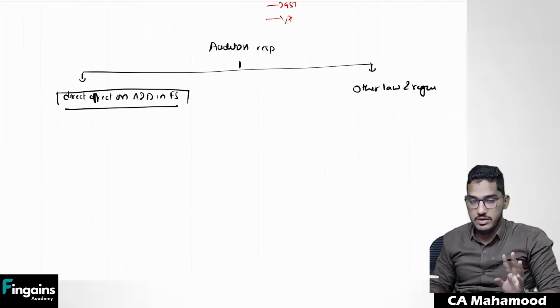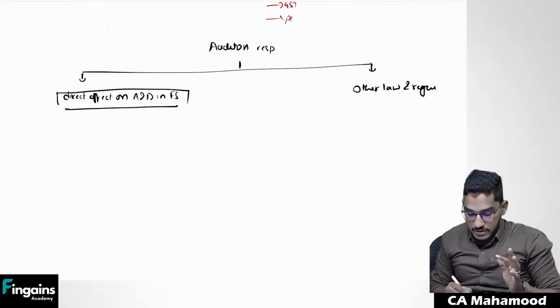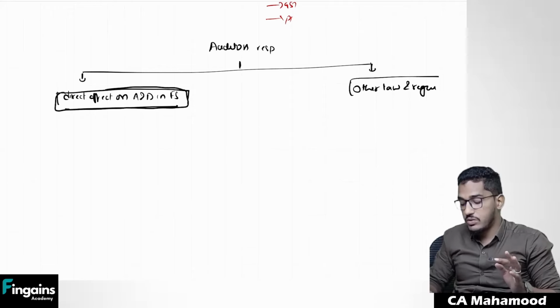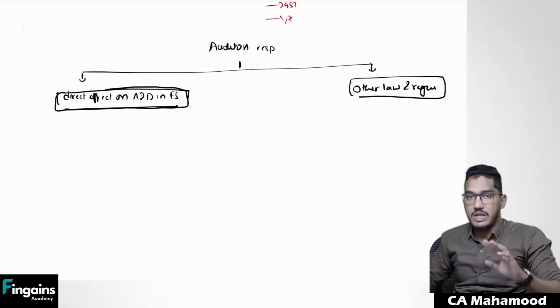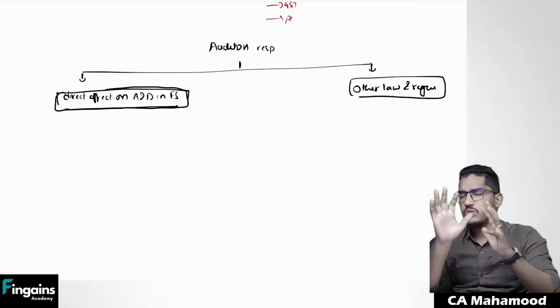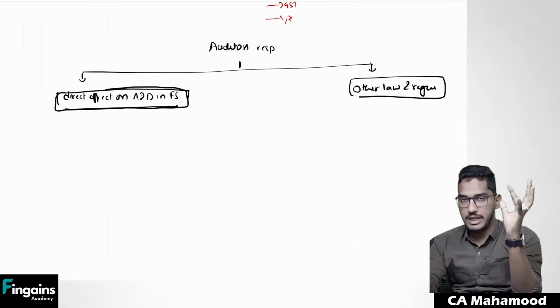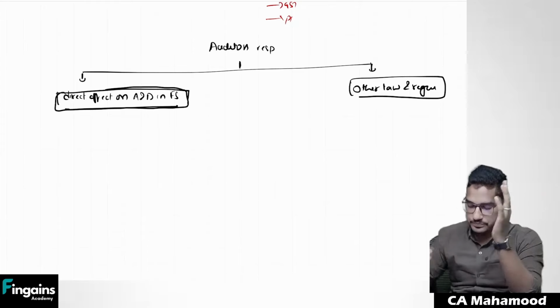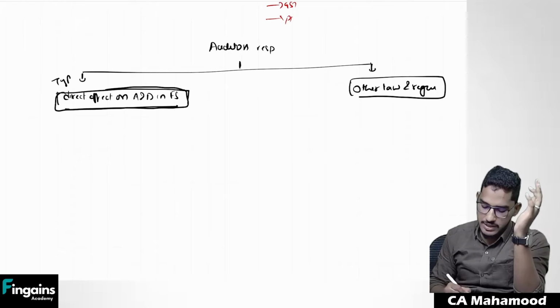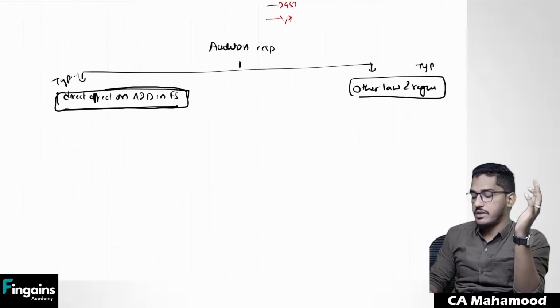So what is this? What are those laws and regulations which have a direct effect on financial statements? What are those which do not have a direct effect on financial statements? Let us try to understand this in a deeper manner. If we understand the difference between type 1 and type 2, 50% of the standard will be over. So this I call type 1 laws and regulations, and this I call type 2 laws and regulations.